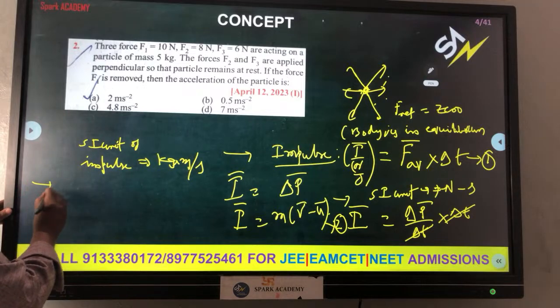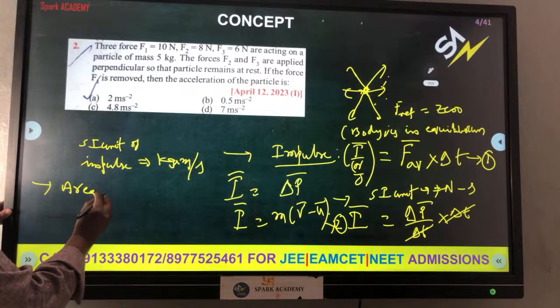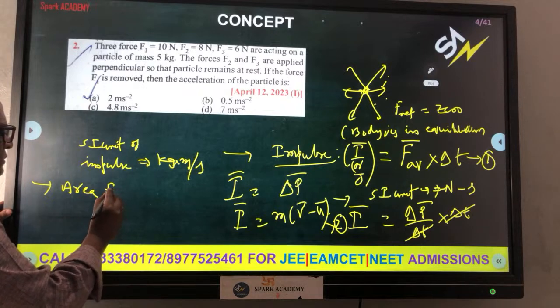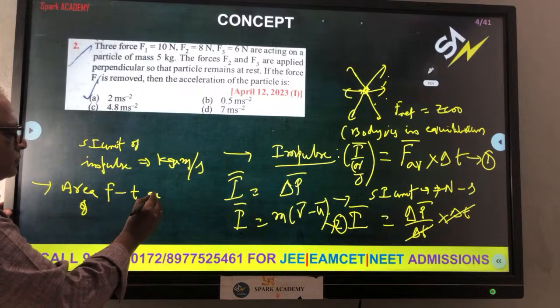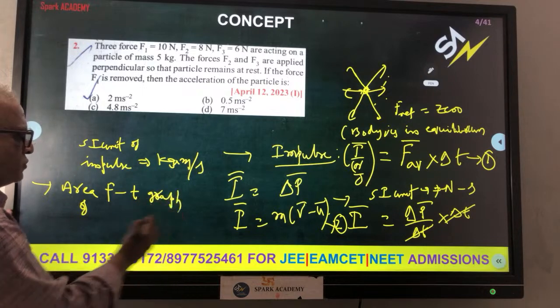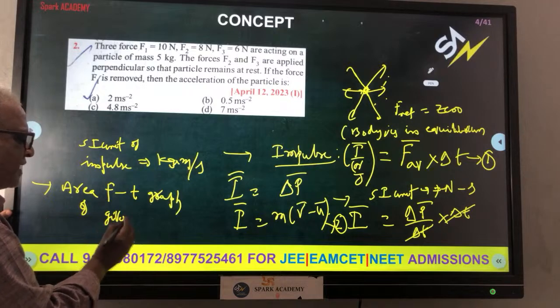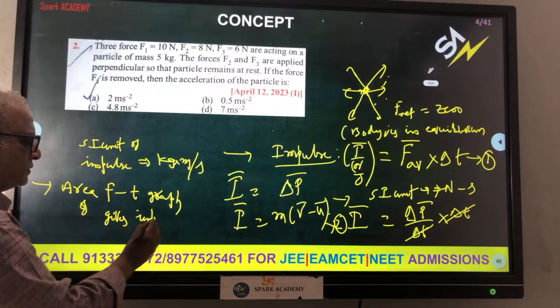Area under the force time graph gives impulse. This is another important thing. The area under the force time graph gives impulse or change in momentum.